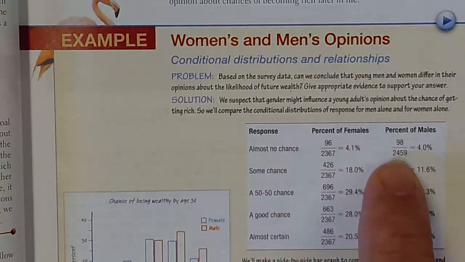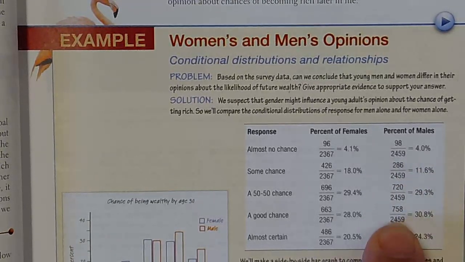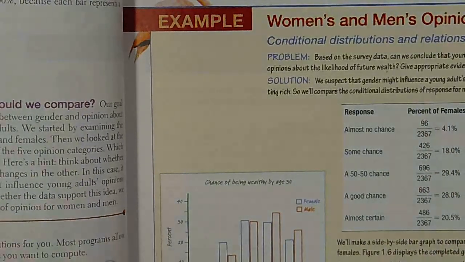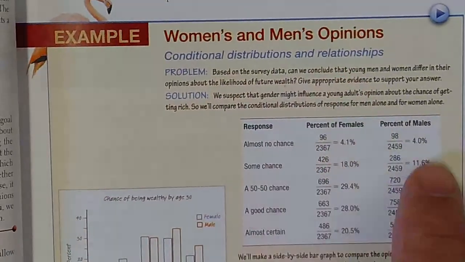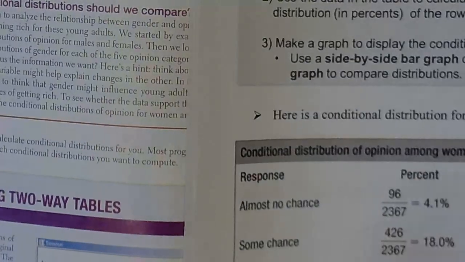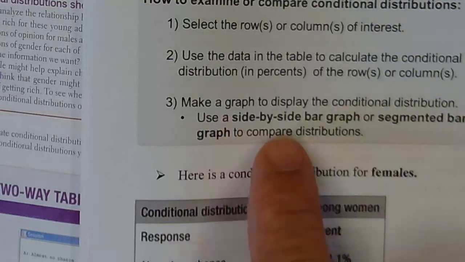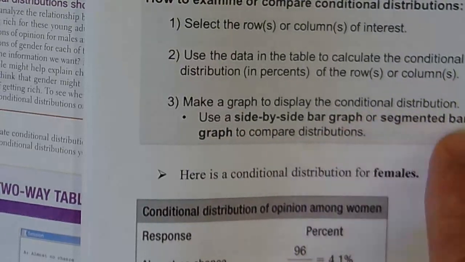And the denominator should make sense: 2459 is the total number of males, and 2367 was the total number of females. Why do we break it down by condition? So we can make good comparisons of what's high and what's low. Also, in the reading you saw, make a graph to display the conditional distribution. Use a side-by-side bar graph. I highly recommend that. Or the segmented bar graph.